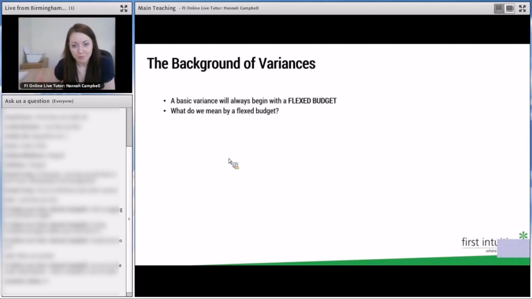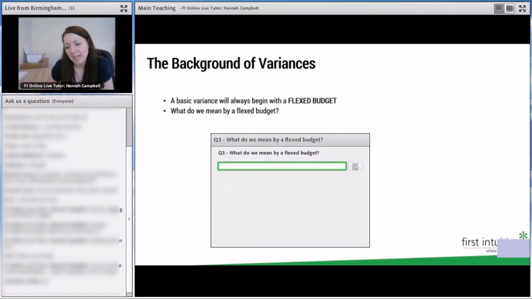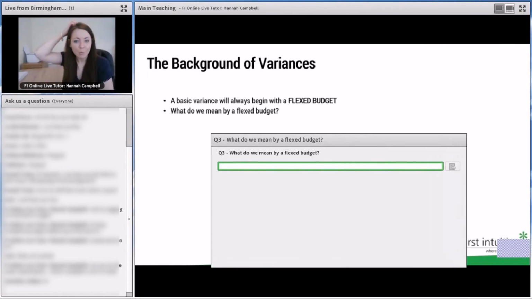So a basic variance will always begin with what we call a flexed budget. This is really important to variances, so it's really important we can define what a flexed budget is. So I'm going to pop this poll here. Can anybody tell me what we mean by a flexed budget? How do we calculate it? How would you define it? What is a flexed budget? There should be a poll on your screen.